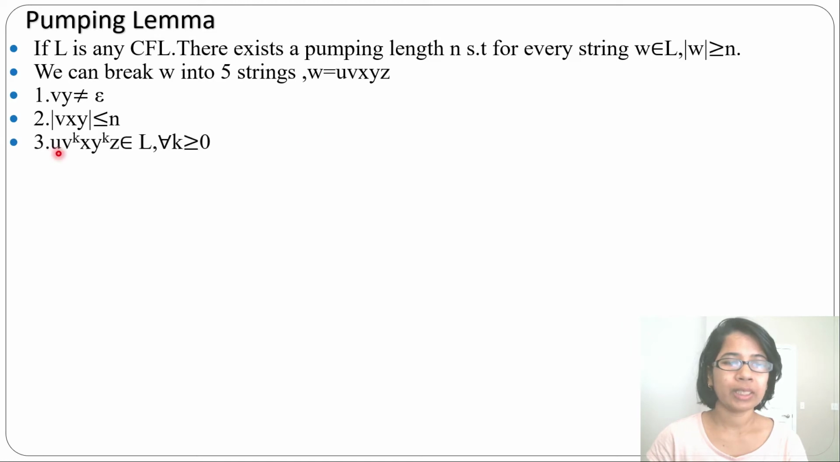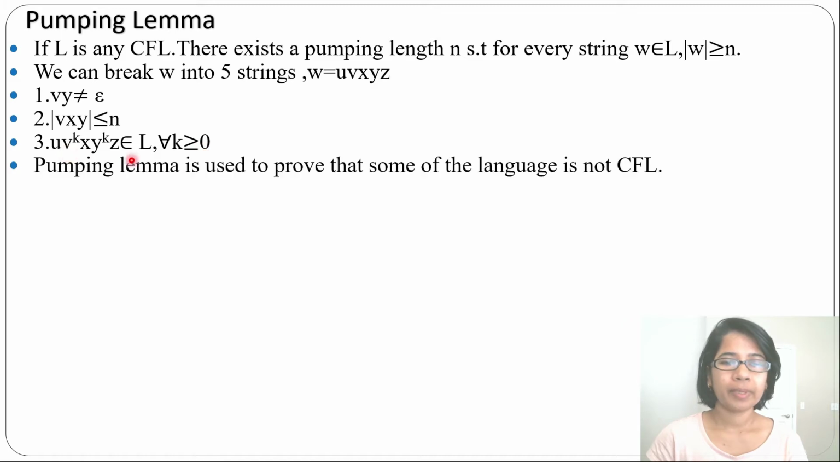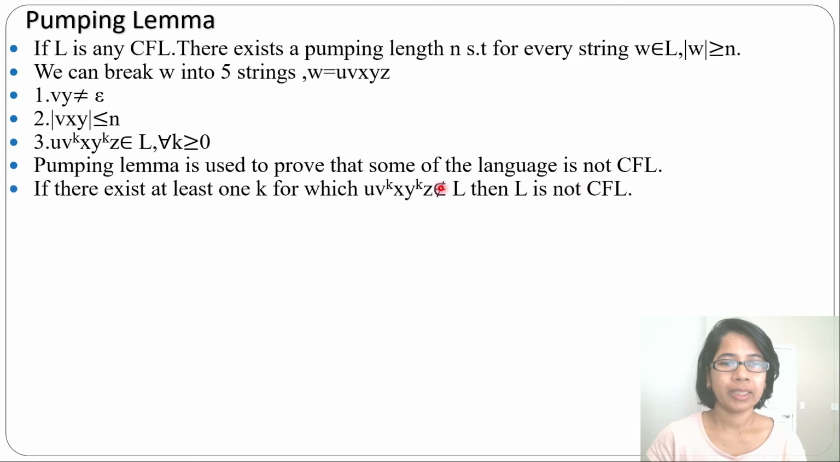Third rule, you need to check u, v power k, x, y power k, z belongs to L for all k greater than or equal to 0. So the pumping lemma is used to prove that some language is not a context-free language. If there exists at least one k for which u, v power k, x, y power k, z does not belong to L, then L is not CFL. If any language is given, you need to prove that this is not context-free. These are the rules, you can follow them and check that it is not context-free.